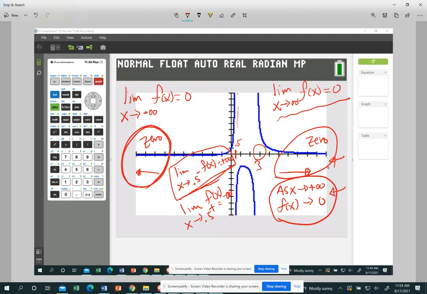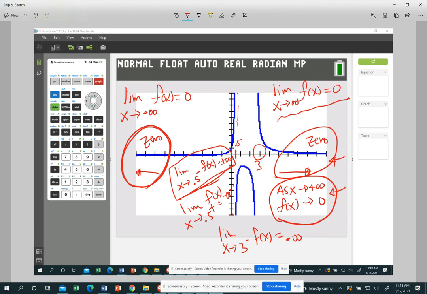Alright, so let me erase this. Okay, let me write it down here. As x goes to 3 from the left side, f of x, what happens? From the left side to 3, what happens? Negative infinity. And then from the right side, positive infinity.